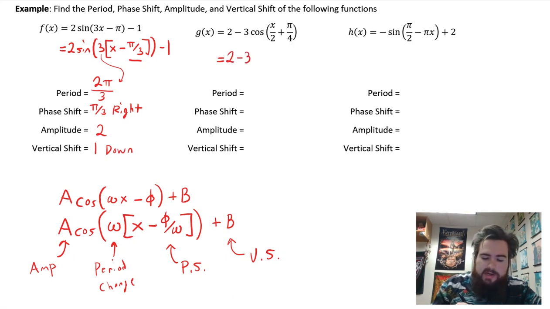That'll give me 2 minus 3 cosine. The number multiplying x is technically a 1/2. Leaving me with x plus pi over 2 remaining.